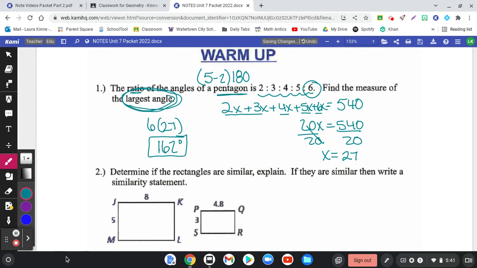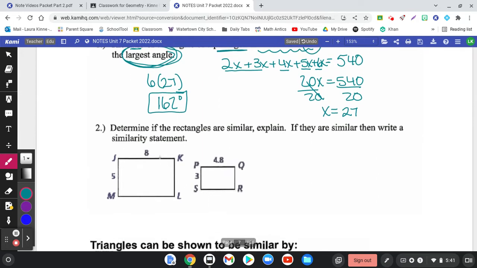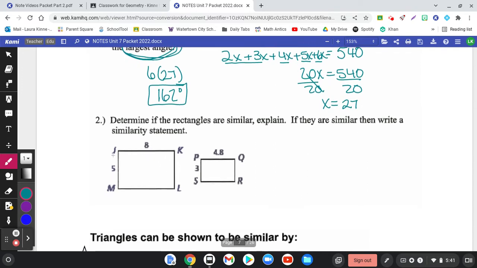All right. The next one we'll do more work with today, but it says determine if the rectangles are similar. Explain. If they're similar, then write a similarity statement. Well, first of all, with it being a rectangle, 5 corresponds with 3, and 8 would correspond with 4.8. So we're going to set up a proportion and see if the fractions simplify to the same thing. So we'll do 5 over 3. Since I did the bigger rectangle to the smaller, I'm going to do the bigger rectangle to the smaller for the second fraction as well.